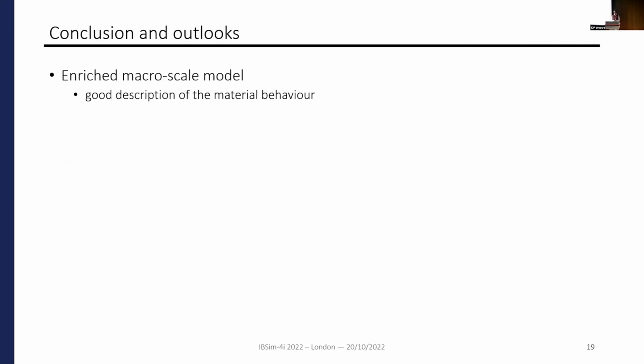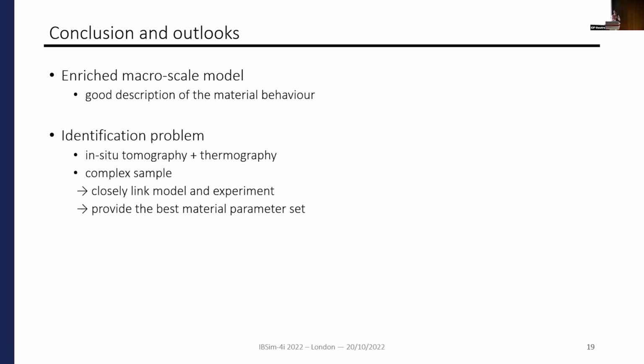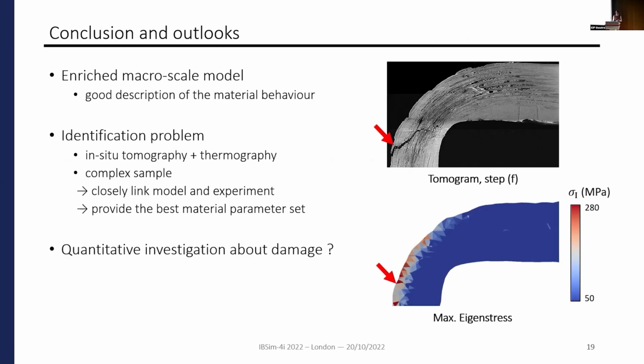And to conclude quickly, the enriched macroscale model we use provides a quite good description of the material behavior. We have been able to identify most of the material parameters and to provide a way to measure the remaining error after this identification. But there is a lot of work that can still be done, for example, investigation about damage, or improving the model. Also, a lot of things to do.